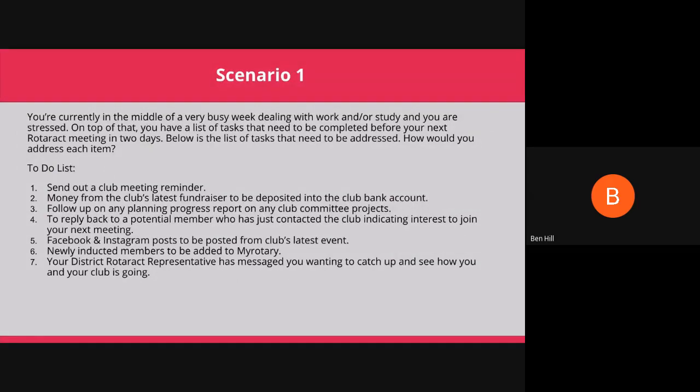So this whole to-do list isn't your to-do list. It's things that you've got to do, things that your club has to do. And so as president, doing everything isn't up to you directly. And so it was fantastic to see heaps and heaps of responses going over delegation. So some people delegated a lot more than others, and that's fine.